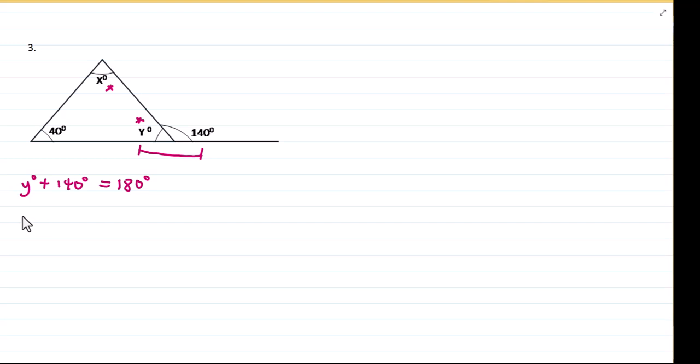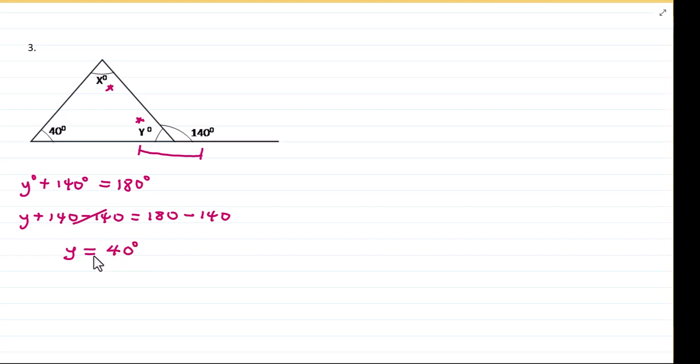From here, we can subtract 140 from both sides such that we have y plus 140 minus 140 is equal to 180 minus 140. The 140 is cancelled out, and then we're left with y is equal to 180 minus 140 gives us what? 40 degrees. So therefore, our y is 40 degrees.